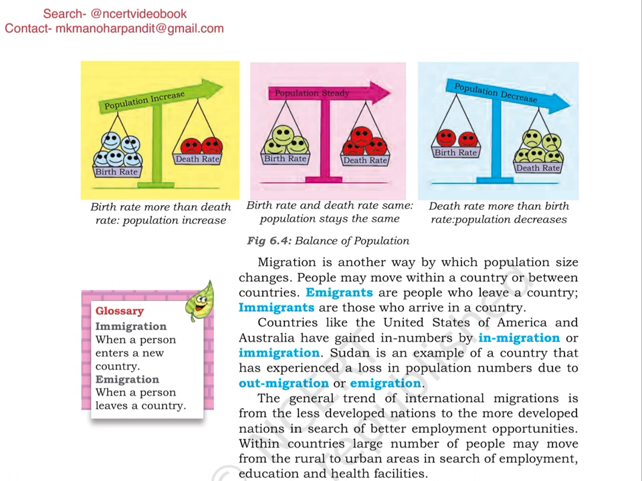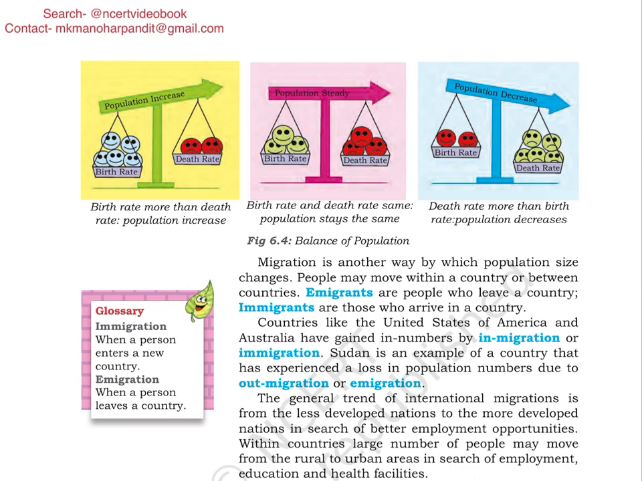Migration is another way by which population size changes. People may move within a country or between countries. Emigrants are people who leave a country. Immigrants are those who arrive in a country. Countries like the United States of America and Australia have gained in numbers by in-migration or immigration. Sudan is an example of a country that has experienced a loss in population numbers due to out-migration or emigration.